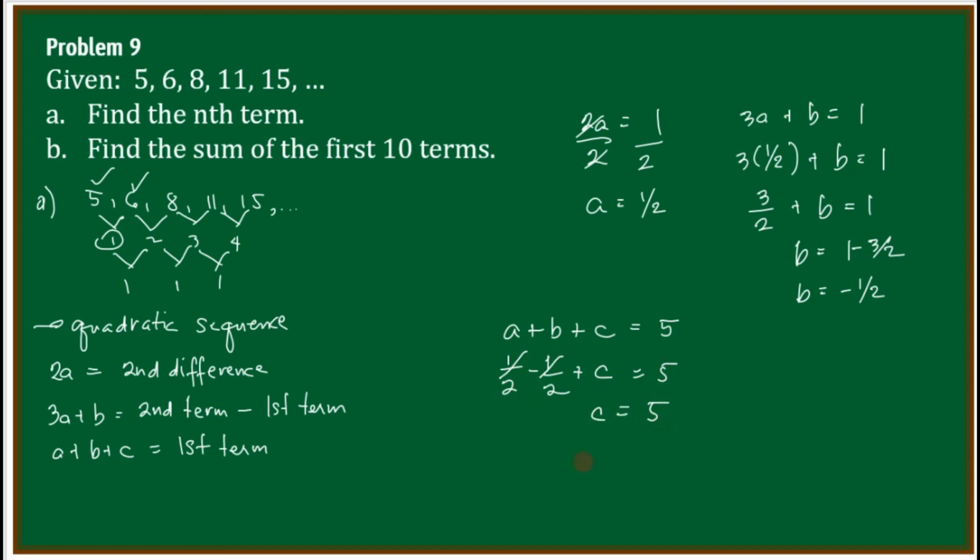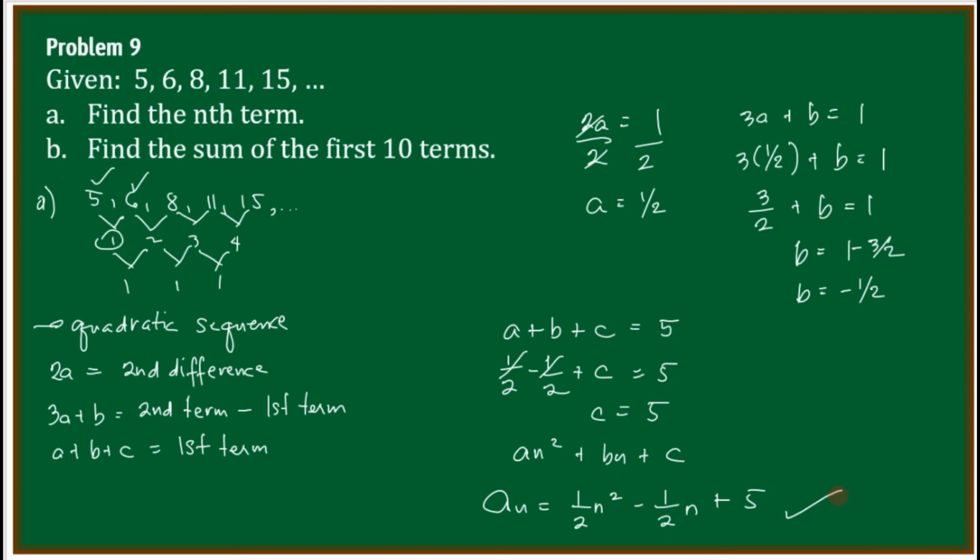So, alam natin, ang quadratic equation is in the form an squared plus bn plus c. So, therefore, the nth term of the given quadratic sequence is a, which is 1 half n squared minus b sub n, or yung b, 1 half n. So, yung minus dito, yun na yung sign ng 1 half. Then, plus the constant 5. So, ito yung ating n term.